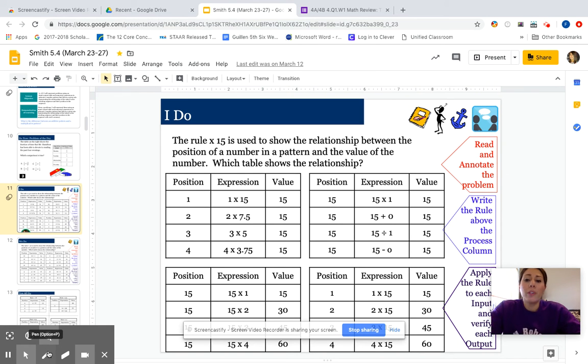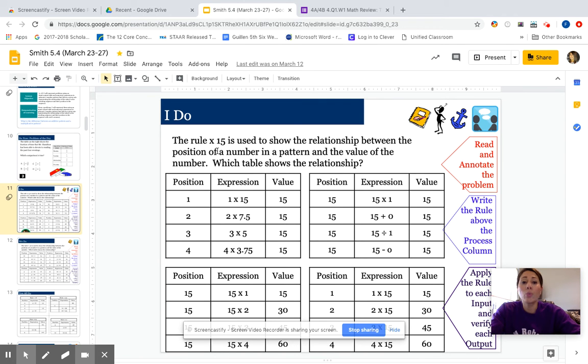All right, Scott, let's go ahead and read the question. It says, the rule times 15 is used to show the relationship between the position of a number in a pattern and the value of that number. Which table shows the relationship?